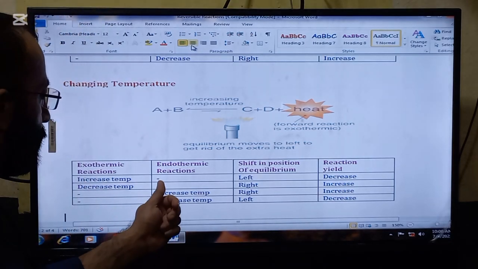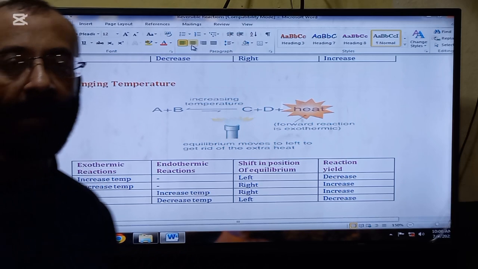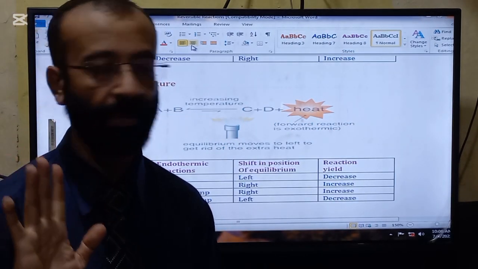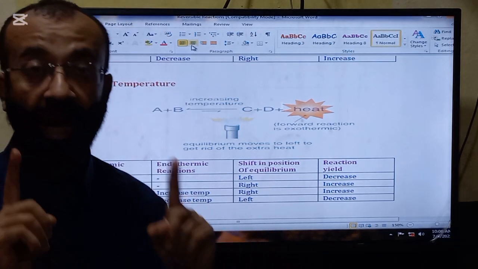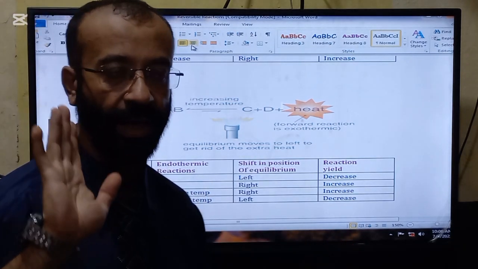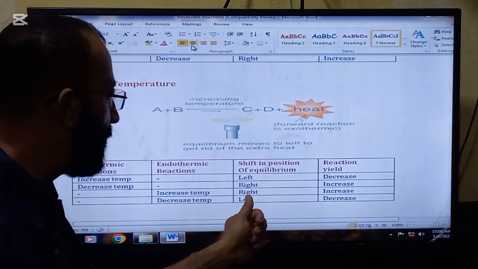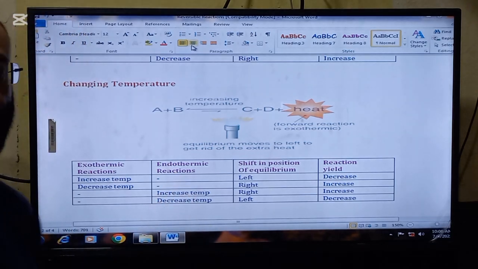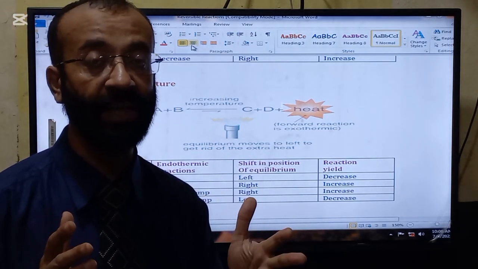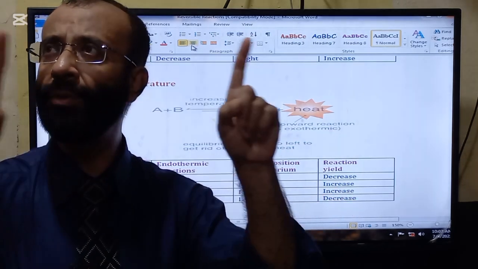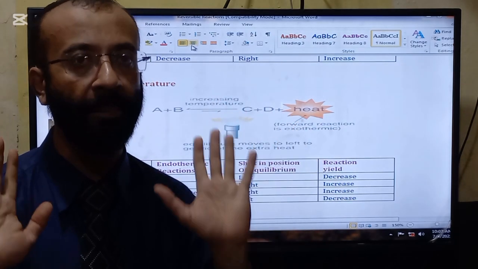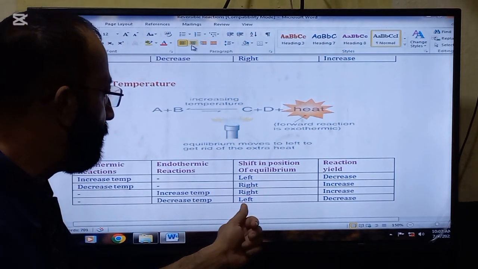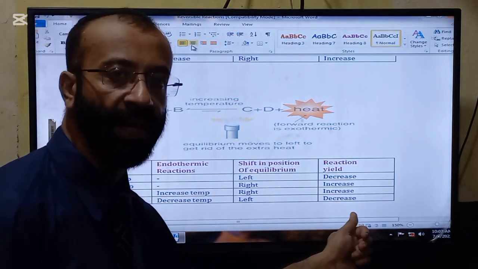Now we are going to discuss endothermic reactions. Endothermic reactions are reactions which take in heat, so they require heat. If we increase the temperature, that will have a very good impact on the reaction. So the position of the equilibrium will shift towards the right, and the reaction yield will increase. But if you decrease the temperature of the environment, because an endothermic reaction requires heat, that will have a bad impact on the reaction. So the position of the equilibrium will shift towards the left, and the reaction yield will decrease.